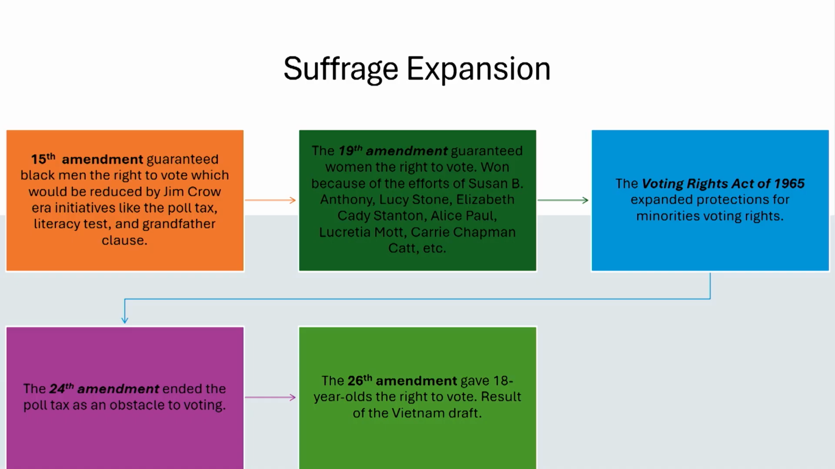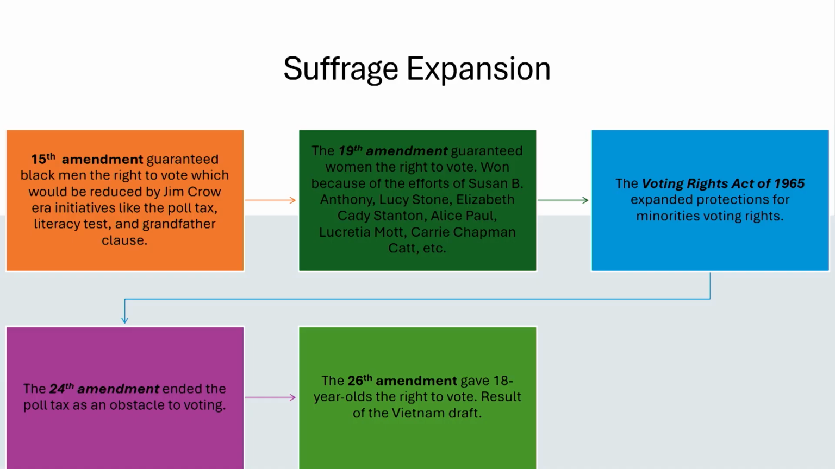It was limited. The 19th Amendment guaranteed women the right to vote. It won because of the efforts of Susan B. Anthony, Lucy Stone, Elizabeth Cady Stanton, Alice Paul, Lucretia Mott, Carrie Chapman Catt, etc. The Voting Rights Act of 1965 expanded the protections for minorities' voting rights. In other words, what it was designed to do is to take away some of those Jim Crow era initiatives that restricted a minority's right to vote.